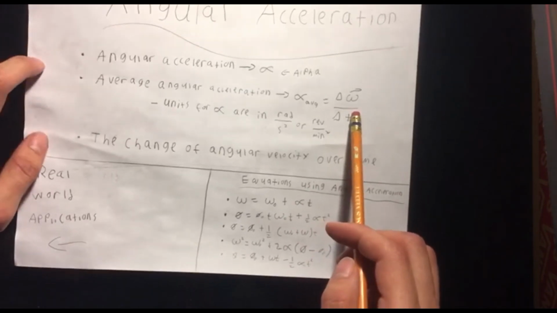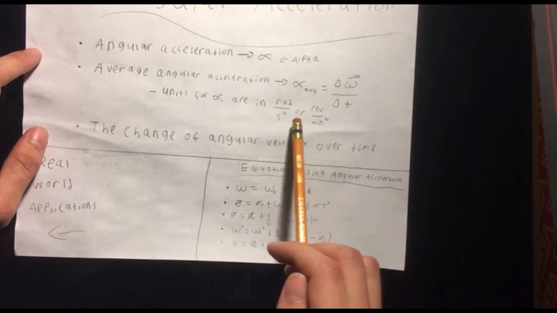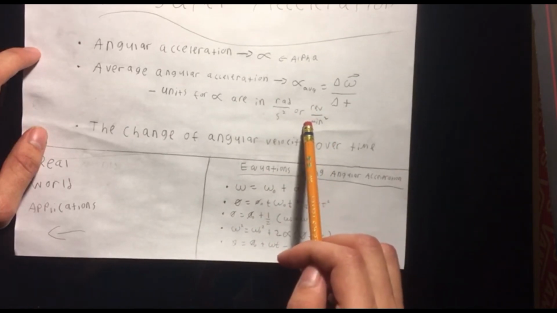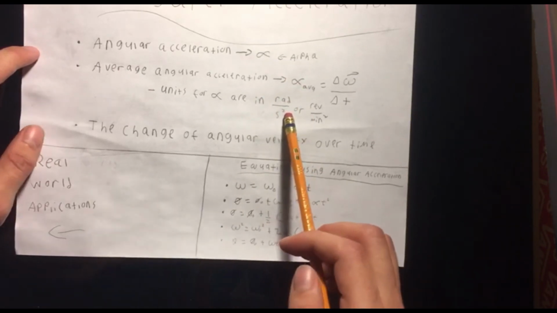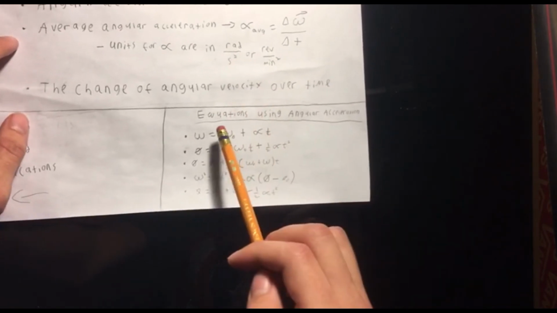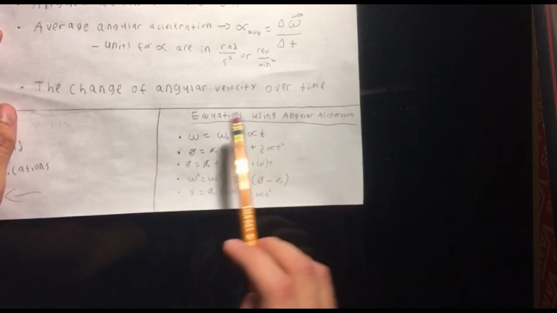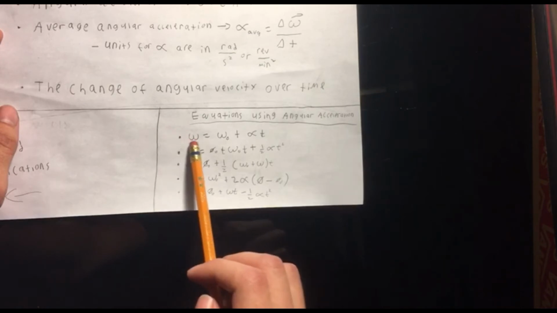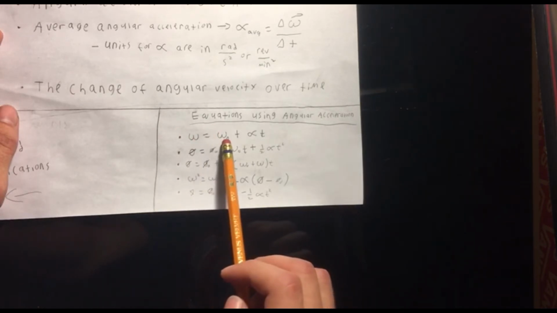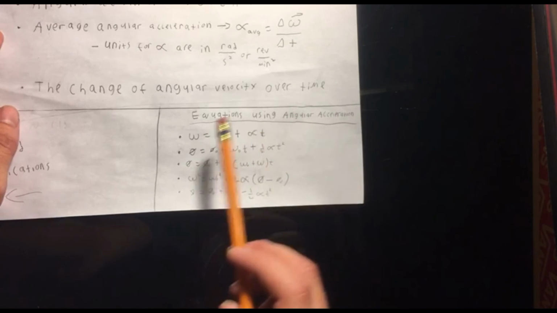Now, the units used for angular acceleration are going to be radians over second squared or revolutions over minute squared, but the basic SI units for angular acceleration are going to be radians over second squared. Now, the equations most commonly used in this class dealing with angular accelerations are very similar to the UAM equations we used earlier. An example is the angular velocity is equal to the initial angular velocity plus angular acceleration times time, which again is very similar to one of the first UAM equations we learned.